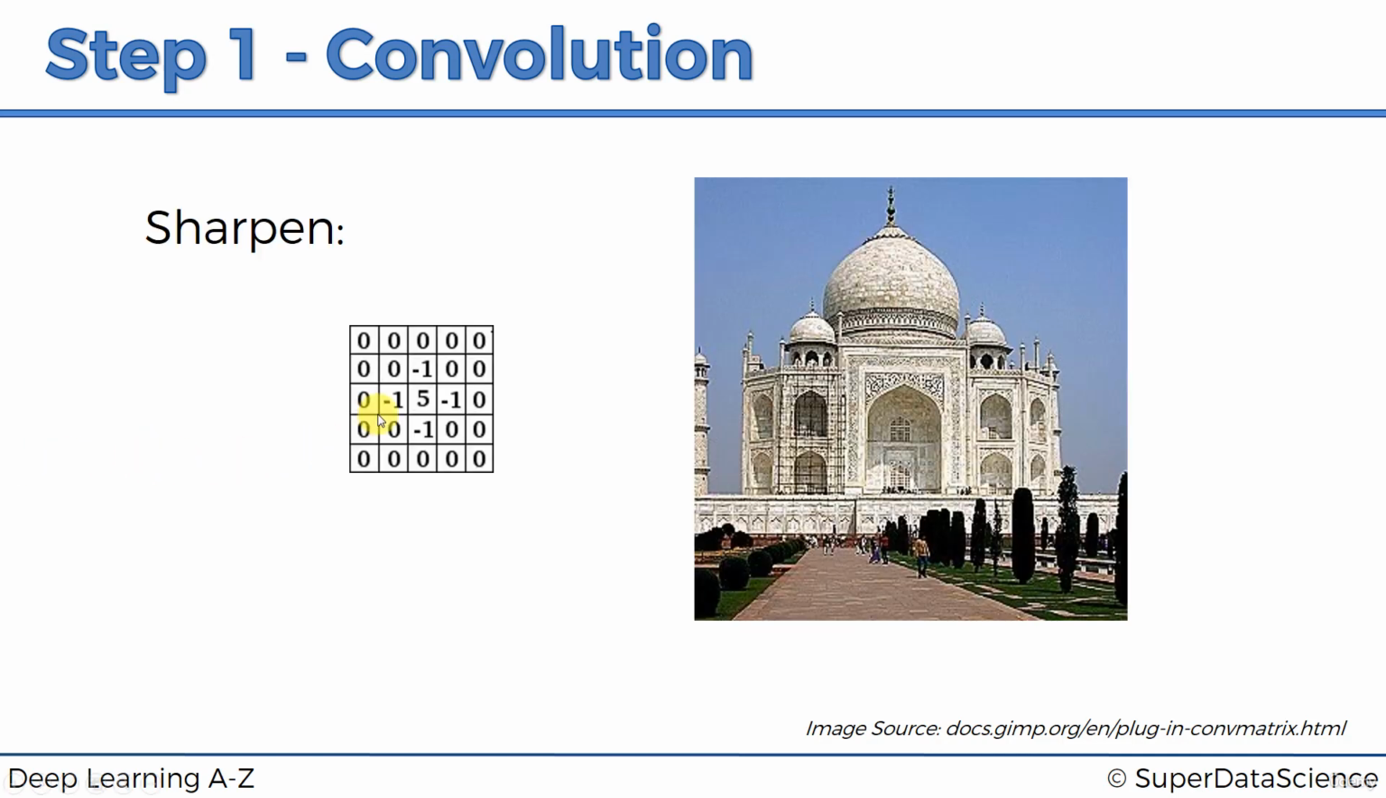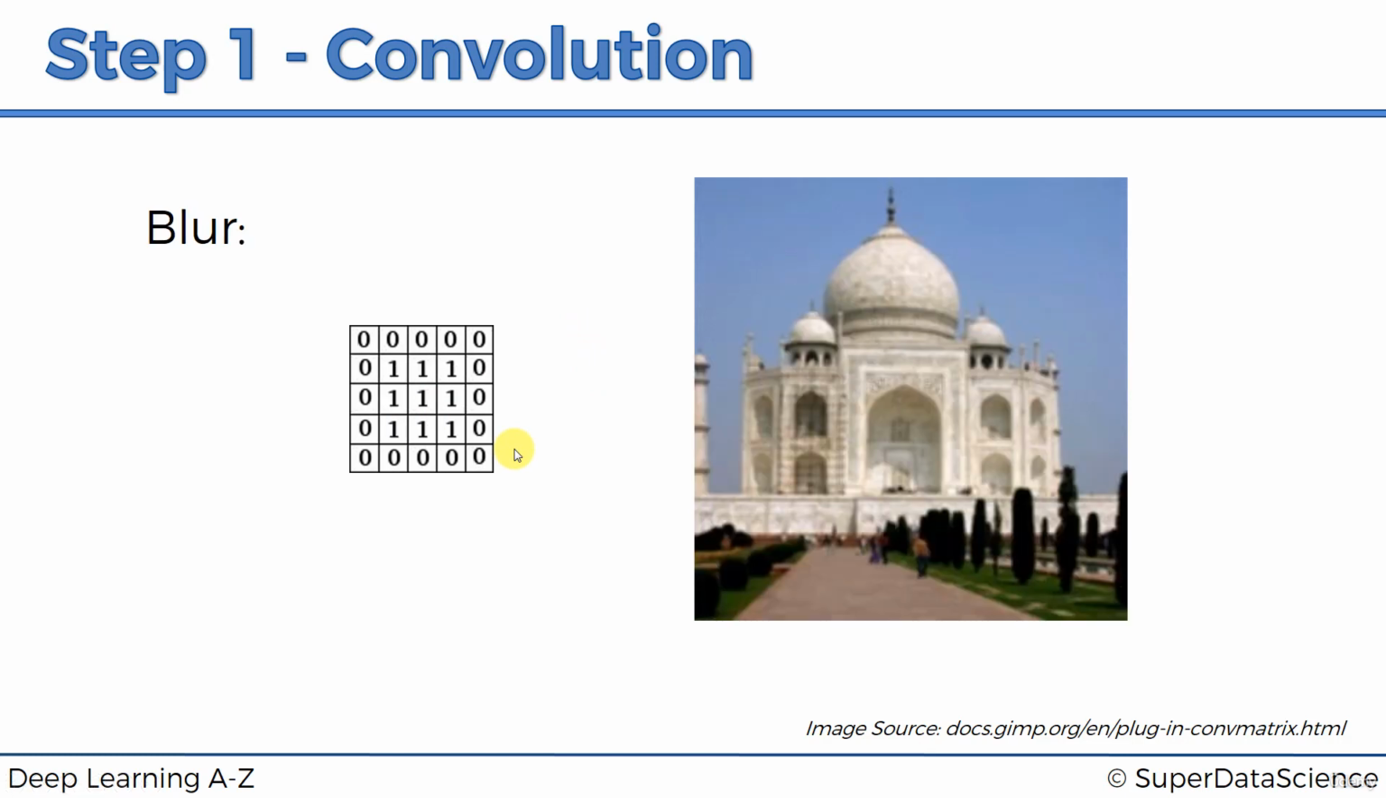So if we apply this filter, 5 in the middle, -1, -1, -1, -1, you can see that it sharpens the image. And yeah, it's quite intuitive if you think of it. So 5 is the main pixel, in the middle of the filter or the feature detector. And then -1, -1, -1 just reduces the pixels around it, in an intuitive sense.